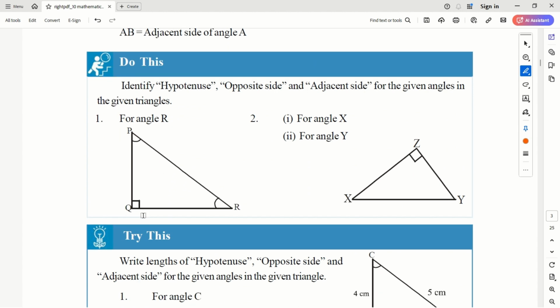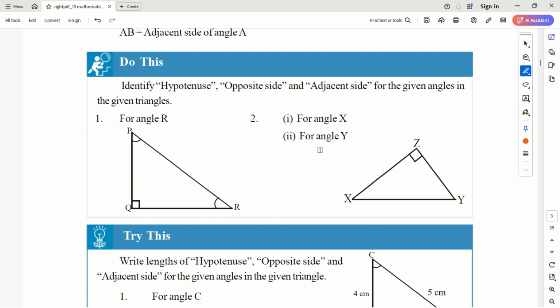If you take this section, PQR is a right angle triangle. For angle R, what is the opposite side, hypotenuse and adjacent side? Hypotenuse is the same whether it is for angle R or angle P. PR is the hypotenuse, which is the biggest side. PQ is opposite. QR is the adjacent for angle R.